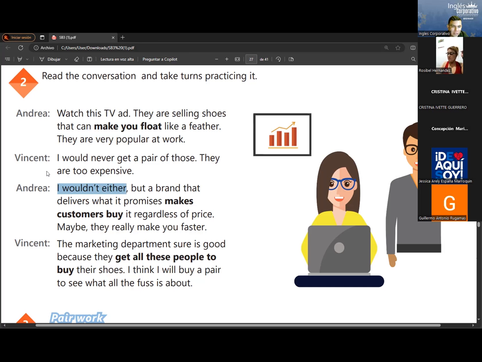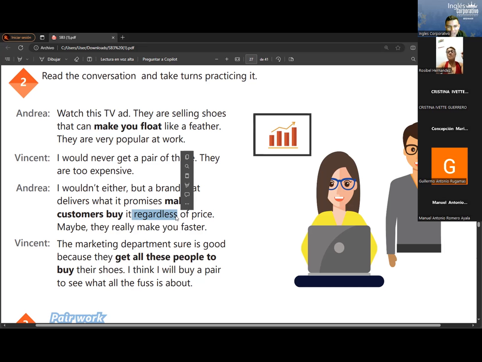Okay. Delivers what it promises, makes customer buy it regardless. Does anybody know the meaning of the word regardless? Independientemente. Exacto. Independientemente, a pesar de. Muy bien.